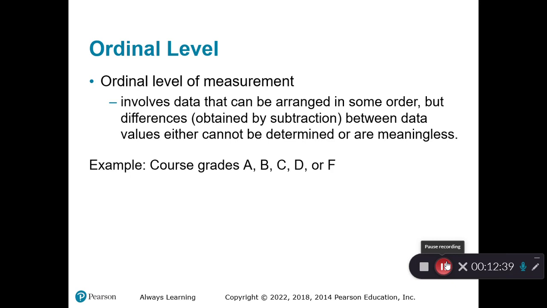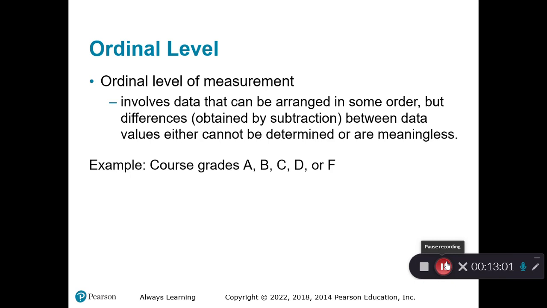So certainly the order of these letters has some meaning. However, the differences between each of these values is not meaningful. So the difference between an A and a B may not have the same meaning as the difference between, say, a D or an F.